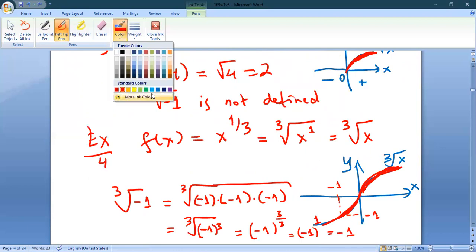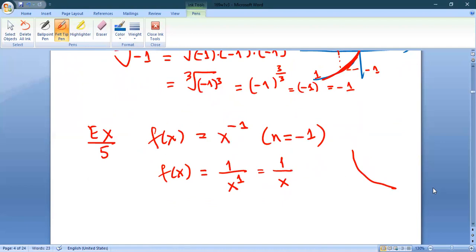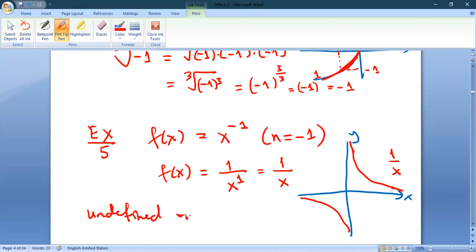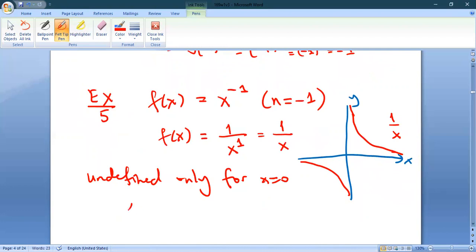Okay, let me just go slow, I guess. So if I have the xy plane, then the graph of 1 over x will look like this. Okay, and it's undefined only for x equals 0. Why is this so? Because think about f of 0. It's going to be 1 over 0, but dividing any number by 0 is undefined.